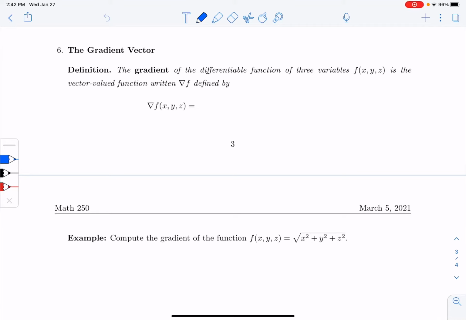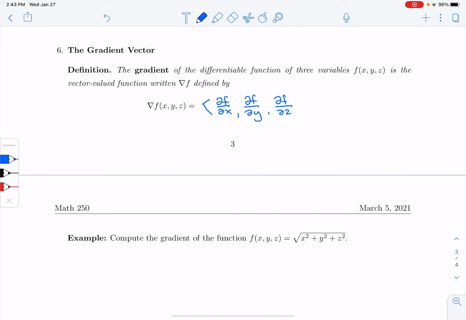I would now like to introduce the concept of the gradient vector. The definition is that the gradient of the differentiable function of three variables, f of x, y, z, is the vector valued function written grad f or del f. That upside down triangle is sometimes called grad or del, and it's defined by grad f of x, y, z is equal to a vector that contains all three partial derivatives, df dx, df dy, df dz.